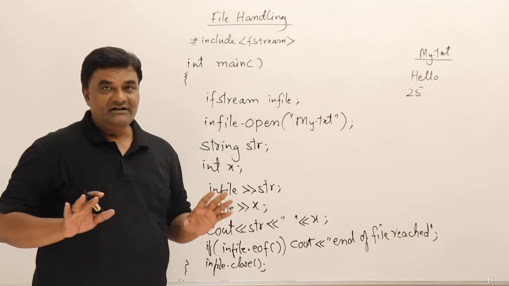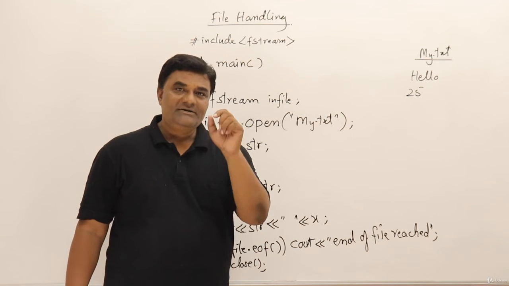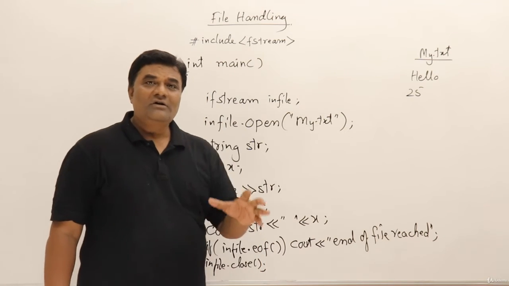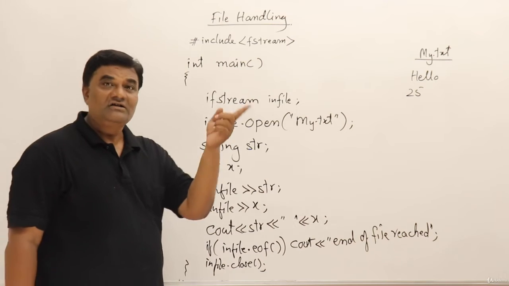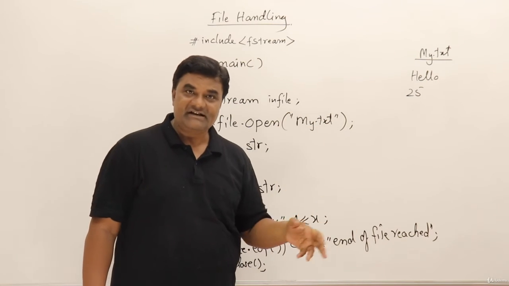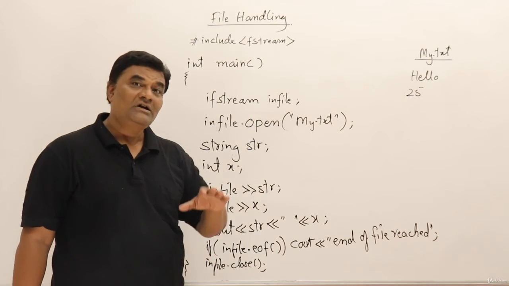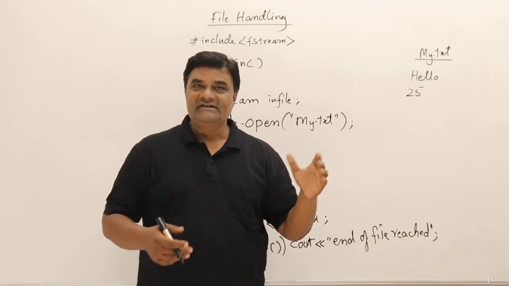So that's how we have learned how to write the data in a file and how to read the data from a file. Now one important thing. When you are reading the data from the file, you should already know in which order the data is kept there. The first value is a string, second value is a number, integer or float, whatever it is. Then only you can read the data in the same form.